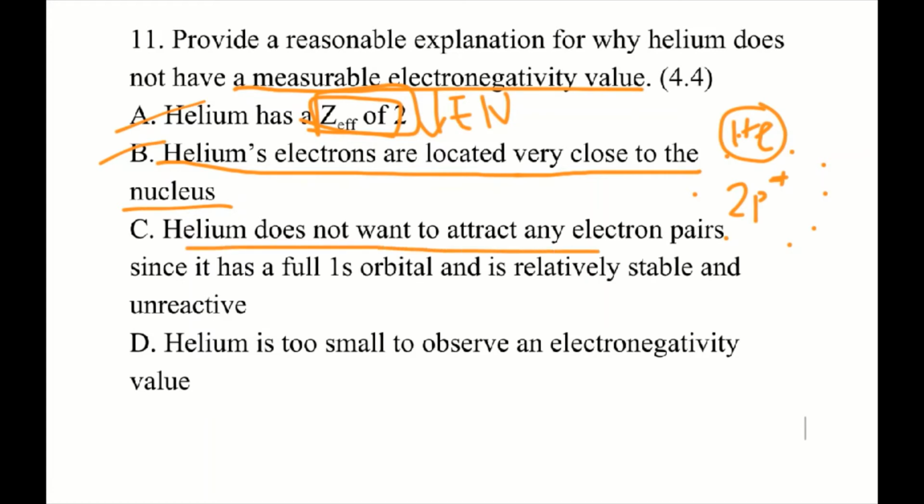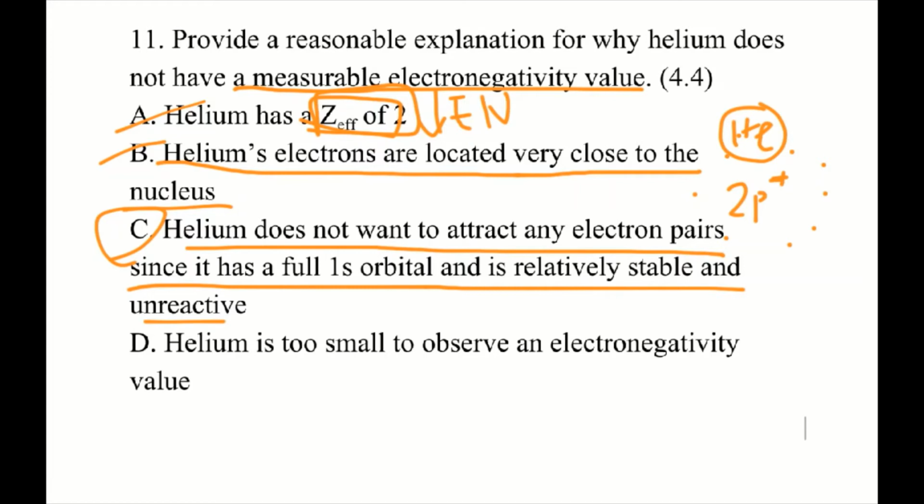Helium does not want to attract any electron pairs since it has a full 1s orbital and is relatively stable and unreactive. Now this makes sense, since if helium doesn't like to attract electron pairs, then it won't have an electronegativity in the first place, since electronegativity is describing how badly something wants an electron, and if something doesn't want an electron, then you can't really measure that, so C makes perfect sense.